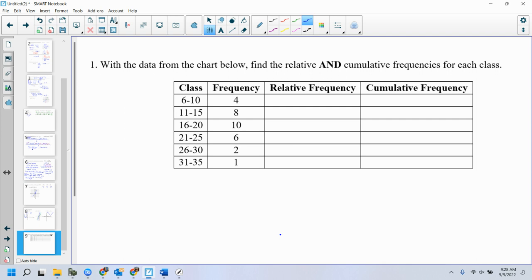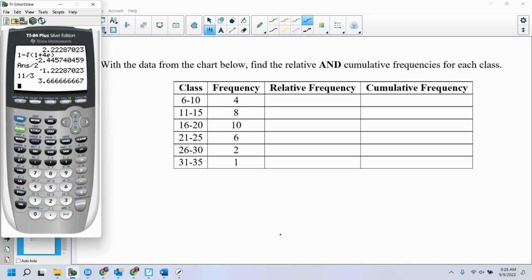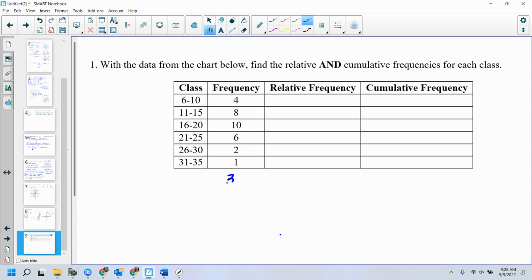You take the frequency divided by the sum of all the frequencies. Yeah, exactly. I take the amount of pieces of data I have. So 4, 8, 10, 6, 2, 2, and 1, and I get 31. That's my total amount of things. And then I say, okay, well, each frequency is to divide by 31.